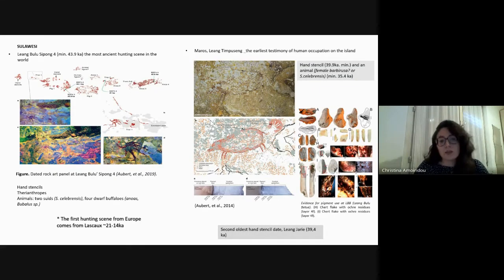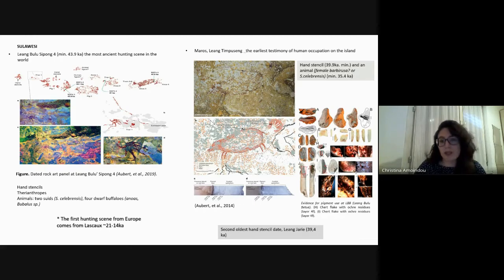It's probably a rope that aims towards the animals, which comprise 2 suites, 2 celebrensis, and 4 dwarf buffaloes, anoas and Bubalus species. The animals have been represented disproportionately bigger than the figures, but very well, very naturally represented.